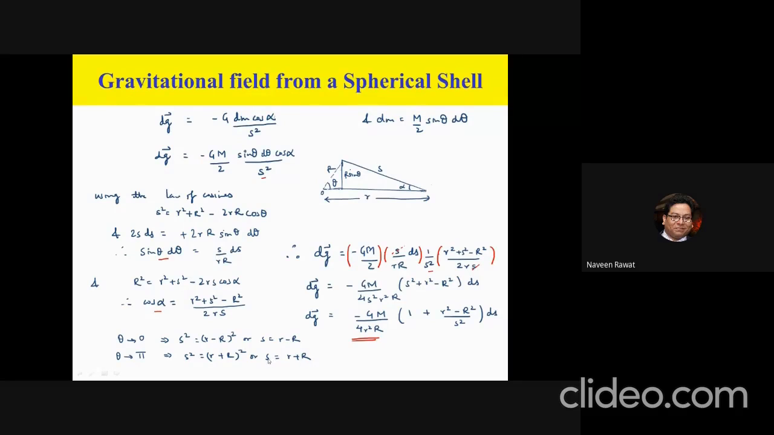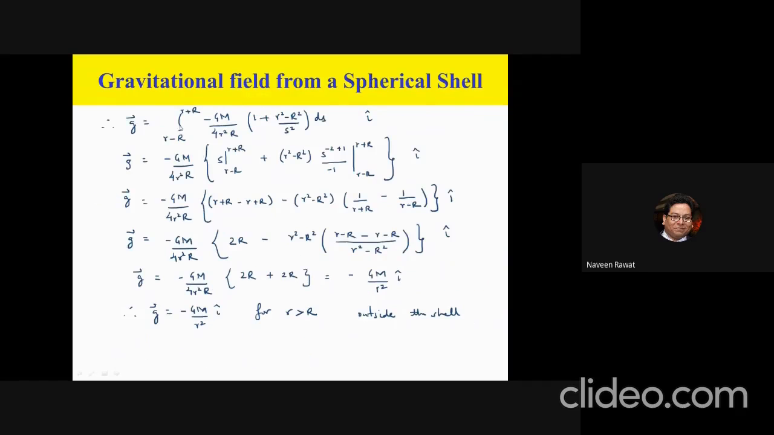Now I can get rid of this little s which is in my integration. I want to integrate this now. So I have a g, and I want to integrate it from r minus R to r plus R, with the expression minus GM by 4r squared capital R, and the expression was 1 plus (r squared minus capital R squared) divided by s squared times ds. Again, all these terms are now constants, so they can come out. So there you go, the integration becomes very easy.